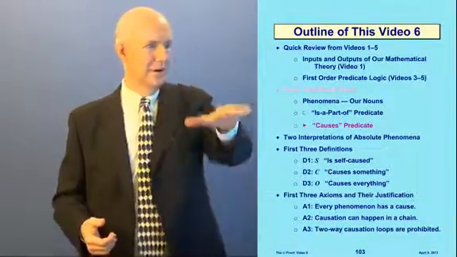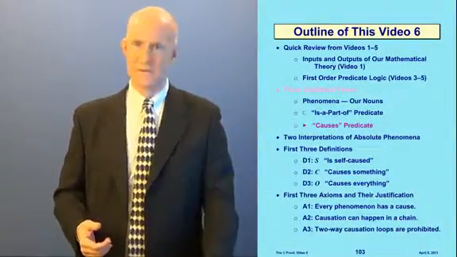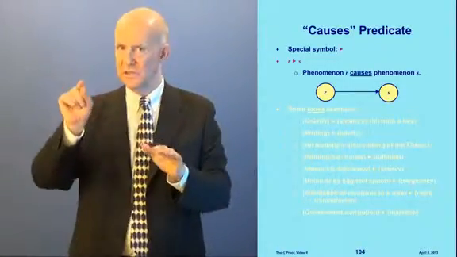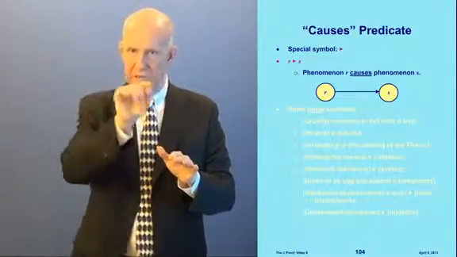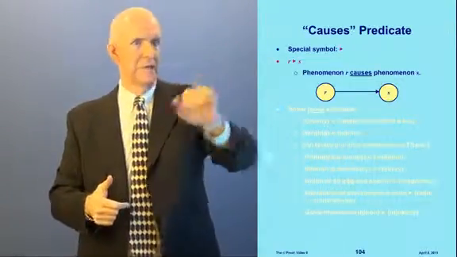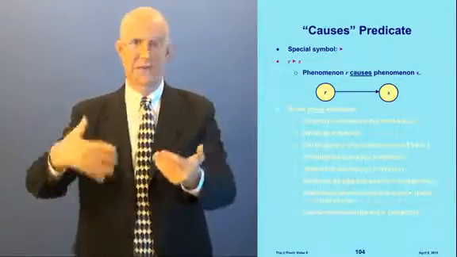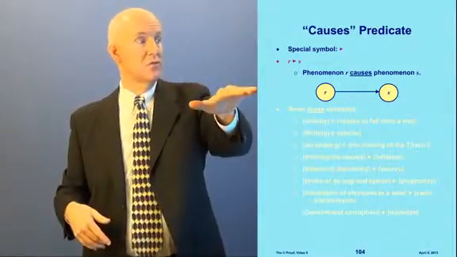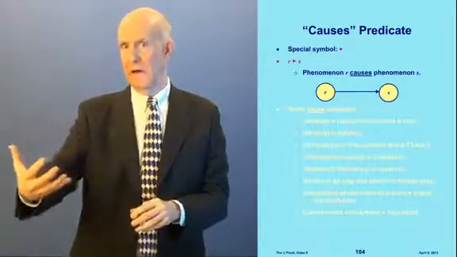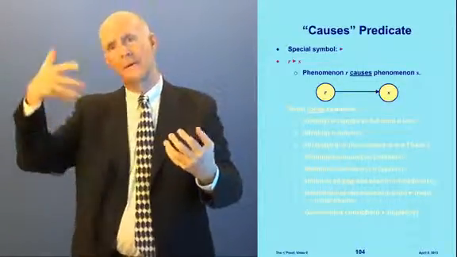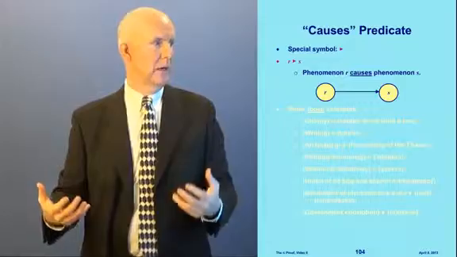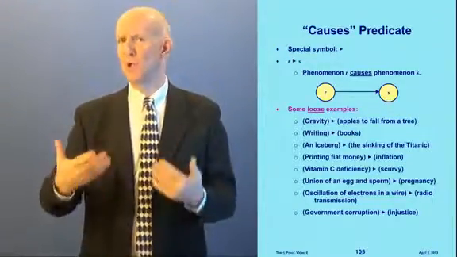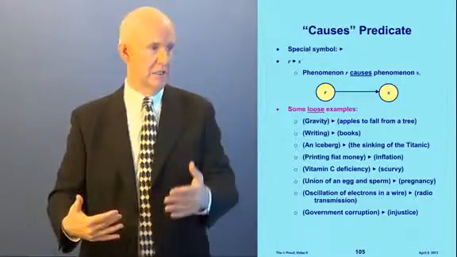All right, here we are in our outline, the causes predicate. This is our last of the three undefined terms. So we have a special symbol for causes, which is this solid filled-in triangle that points to the right. And so if I say R causes S, where R and S are both phenomena, it means that phenomenon R causes phenomenon S. And we draw it this way. We say here's R and here's S, and we put an arrow. And the arrow means that this one causes that one, okay? Now I'm going to give you some loose examples, and I'm going to explain why I use the word loose in a few minutes. These are loose examples.